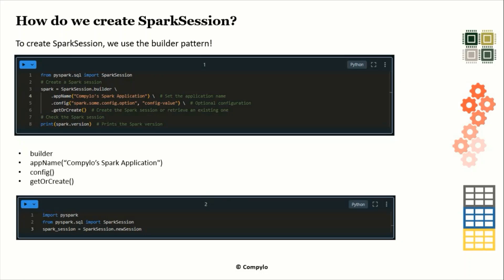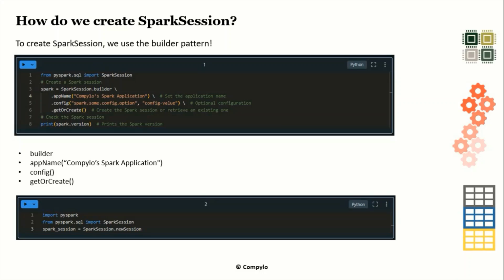Next question is, how do we create a SparkSession? To create a SparkSession, we use the builder pattern. The SparkSession class from the pyspark.sql library includes the getOrCreate function, which creates a new SparkSession if one doesn't already exist. Otherwise, it returns the existing SparkSession object.